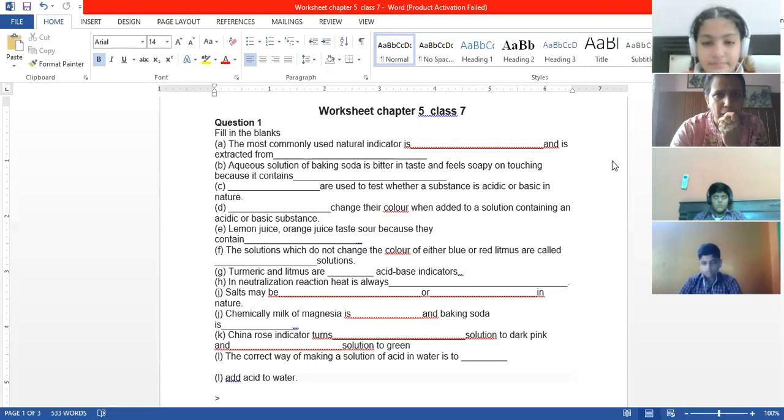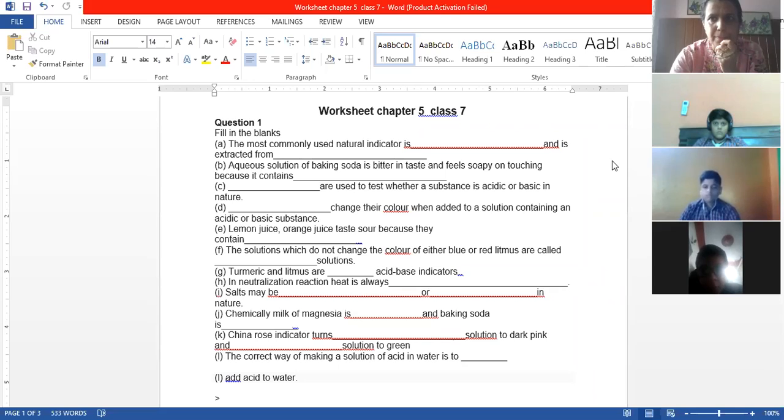Second is B part. The aqueous solution of baking soda is bitter in taste and feels soapy to touch because it contains dash. Tanvi, kindly raise your hand only. Ma'am, it contains a base. Okay, it is basic in nature. Next, Mukul Jain, C part: dash are used to test whether a substance is acidic or basic in nature.